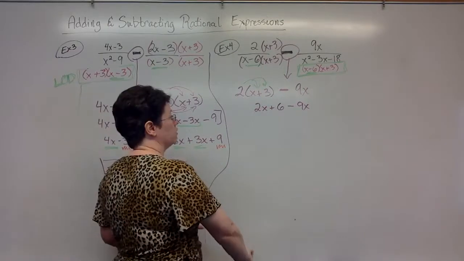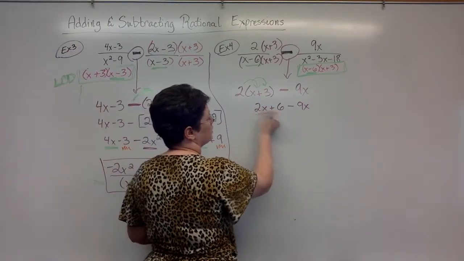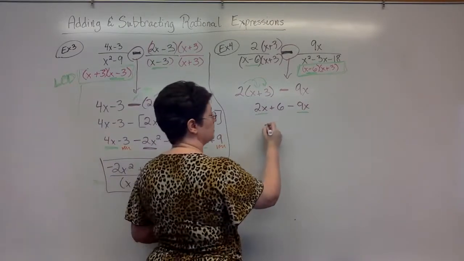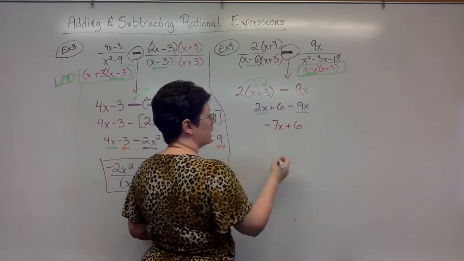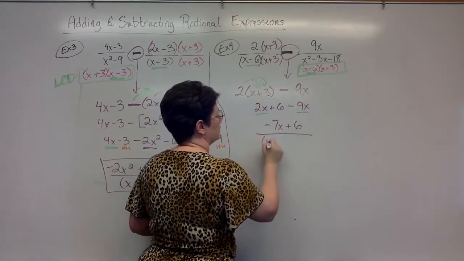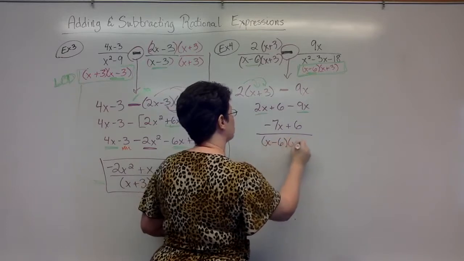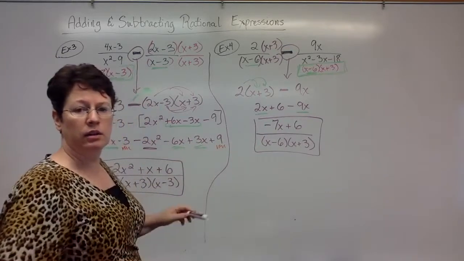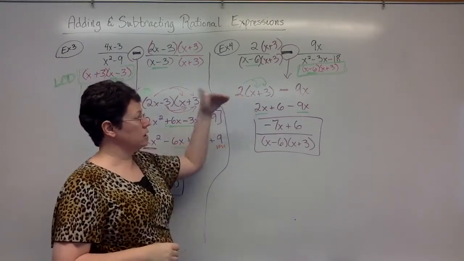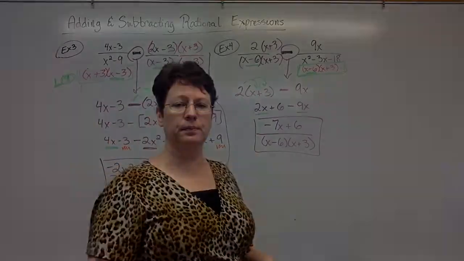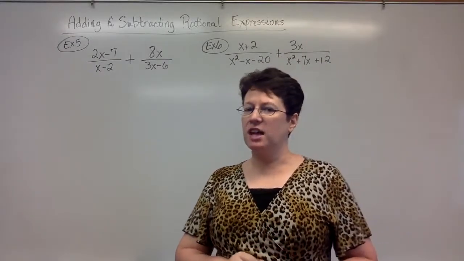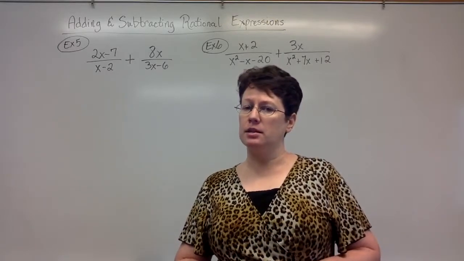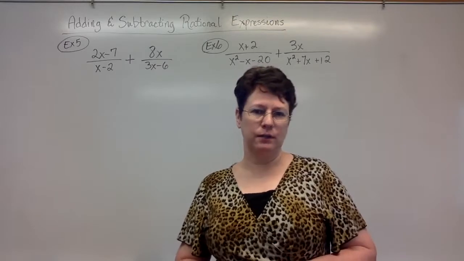Okay. Got some like terms we can combine. I see a 2x and a minus 9x. What's that going to give us? Minus 7x plus 6. Okay, not done. Got to write the denominator in there. X minus 6, x plus 3. Again, if you are afraid of losing that denominator, that's okay. Just write it underneath each and every step. All right? Example 5. Example 5 is actually just like examples 3 and 4. They have something in common in the denominator, but it's a little hard to see at first.